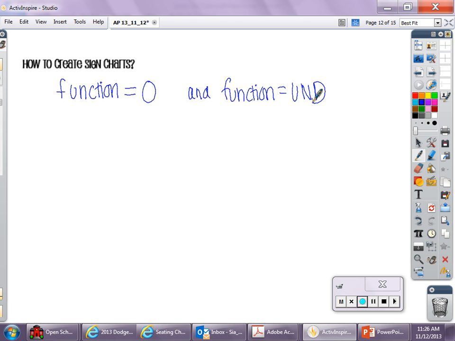That's your kind of first step. Second, you use the function to find positives or negatives. And then we're going to talk a little bit about some special functions. So a special function.